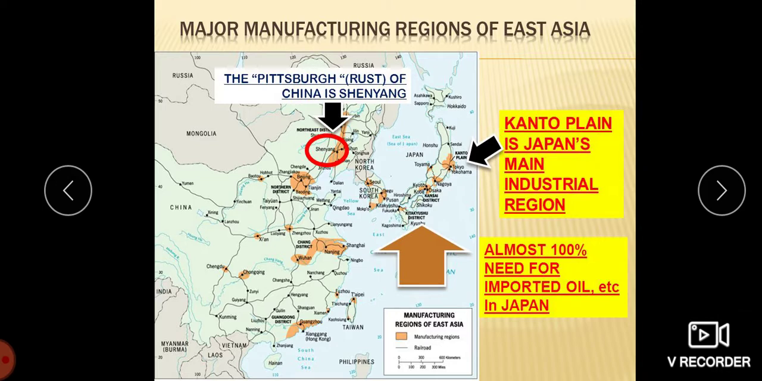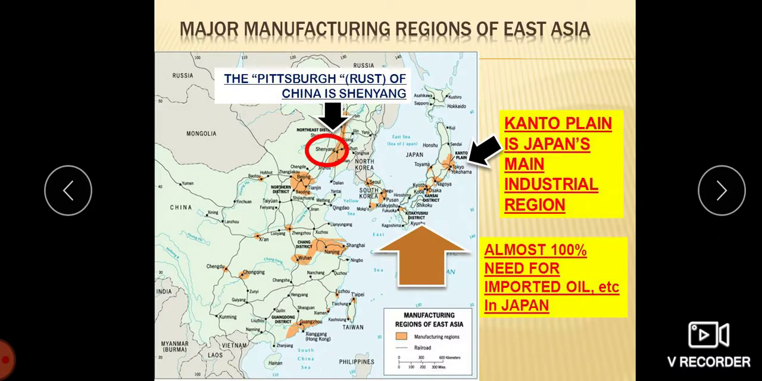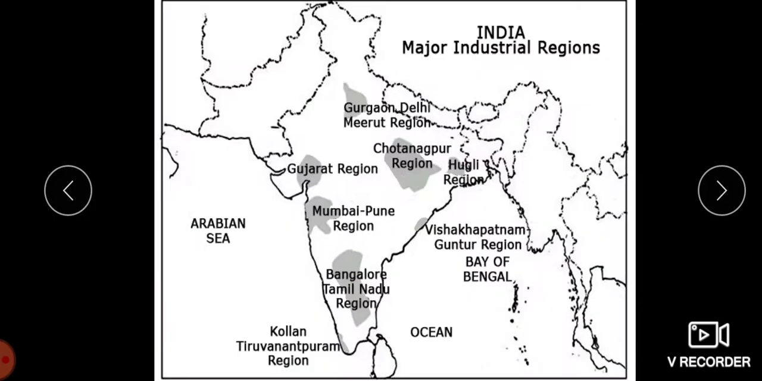Apart from that, we also have the Kita Kyushu region, which includes Yawata, Kokura, and Moji. The industries which we find in this region are steel, shipbuilding, chemical, textiles, and machinery industries. Now we will move on to the next one. This one is China.